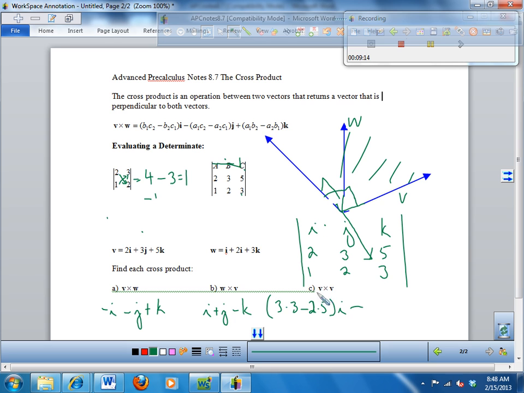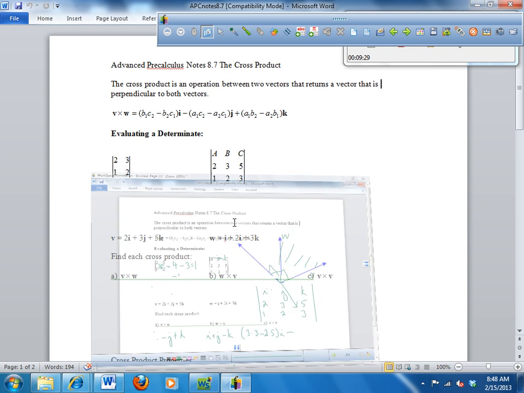All right? V cross V, let's try that. So let's do V cross V. Let's get a fresh sheet of paper.